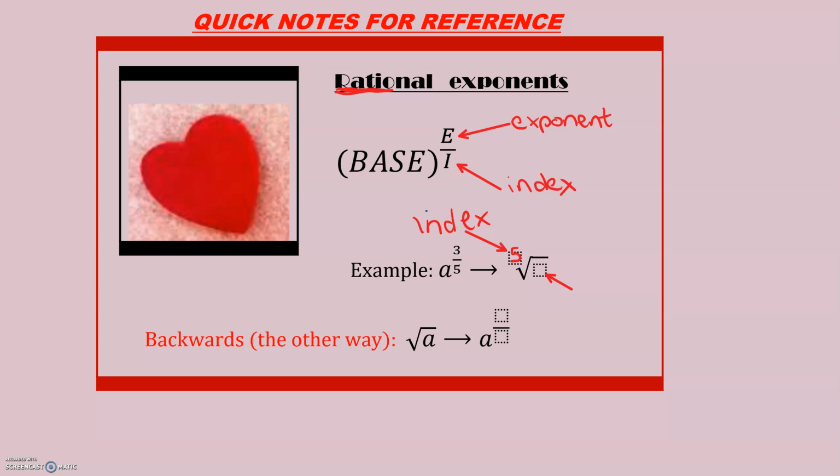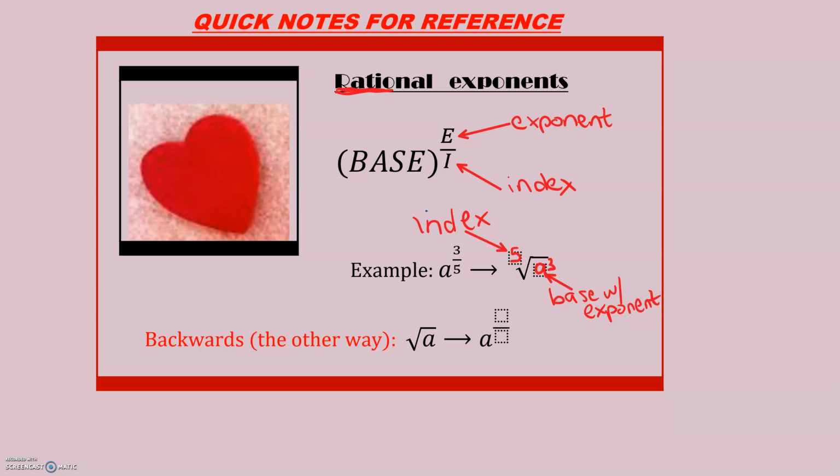And if I don't have an index, so if I just have the radical symbol without a number here, that number would be 2. So, coming back to our example, 5 is the index, a is the base, and 3 is the exponent. So underneath the radical we have the base with the exponent.